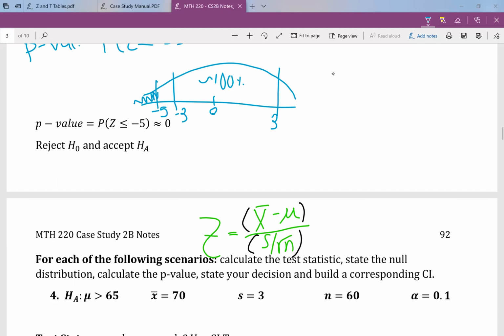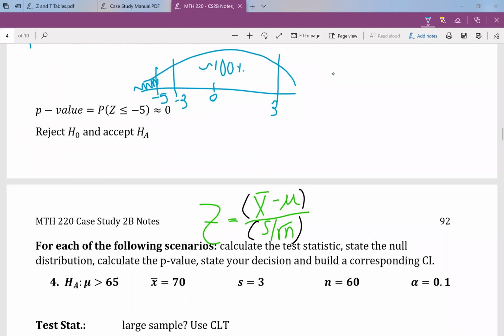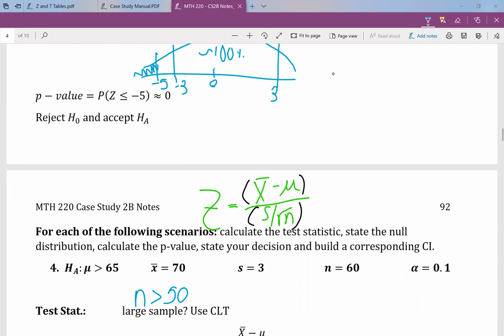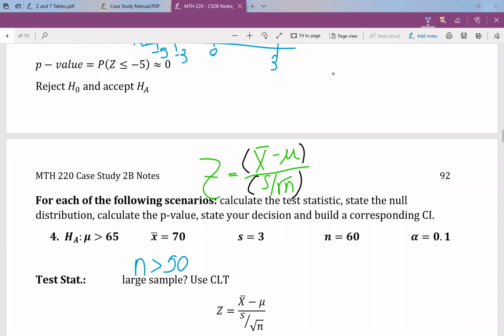So the first step is the test statistic. Do we have a large sample? Yes, so we're going to be using the central limit theorem. A large sample, as a reminder, is n larger than 50. So our formula is z equals x bar minus mu divided by s divided by the square root of n, which means we have a z test statistic. If you would, pause me right here, take a moment, plug in all your values, and if you want, go ahead, state the null distribution and calculate your p-value.